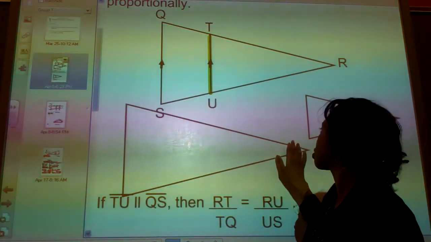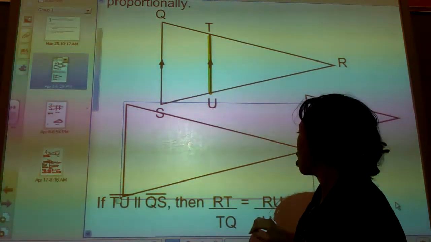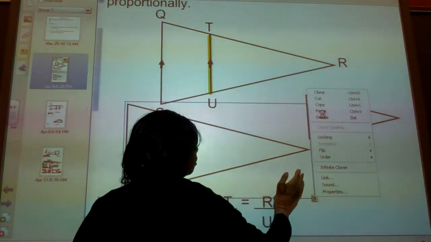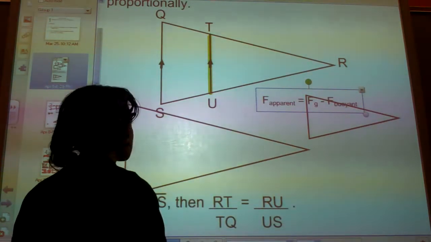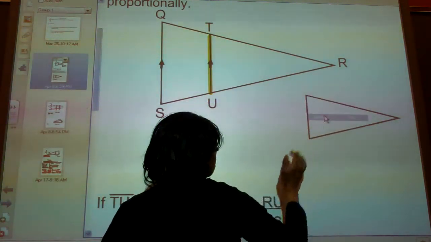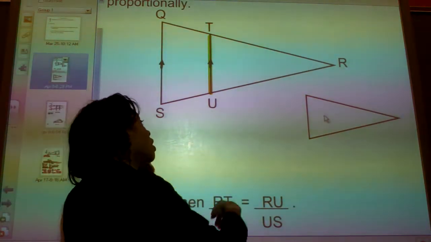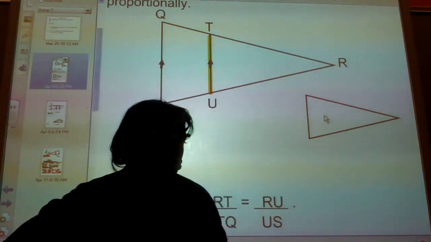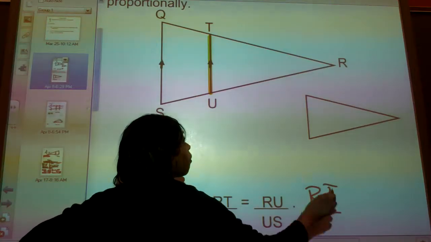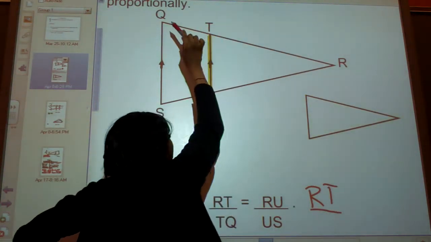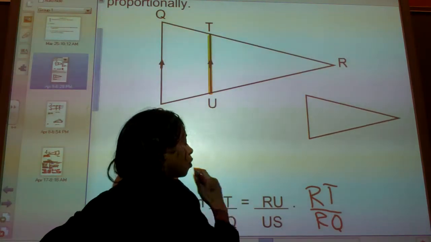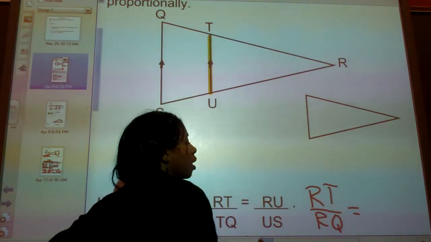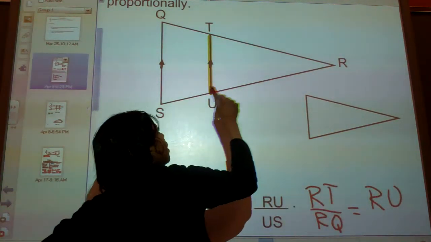There's another way we could also write this. I can also write this as what? What is RT also proportional to? I can look at the full length. So I could also write RT is proportional to RQ. So I can do the full length. What else does that mean? That means that RU is proportional to what? The full length RS.